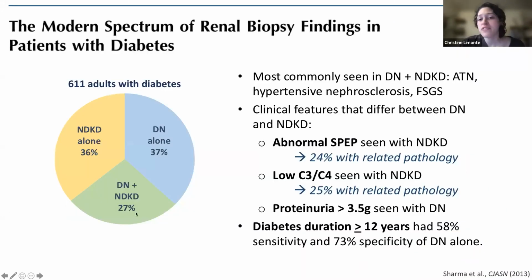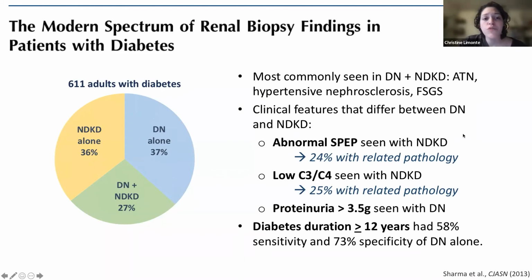These are findings from another large study describing distribution of pathology in clinical biopsies performed in people with diabetes. This one has 600 participants. And here, about 1/3 had diabetic nephropathy alone, 1/3 had non-diabetic kidney disease alone, and another third had both. The most common non-diabetic kidney disease lesions seen in diabetic nephropathy were ATN, hypertensive nephrosclerosis, and FSGS, which I wonder if are maybe related to the diabetes in some way.